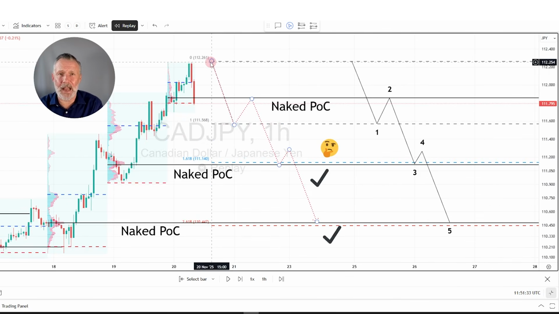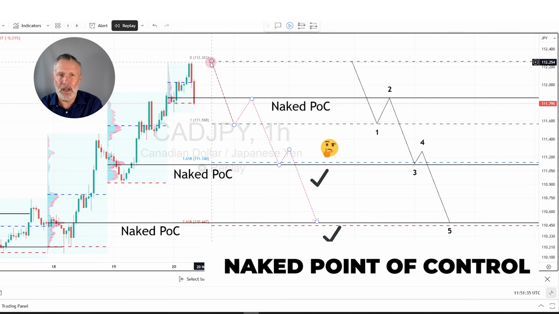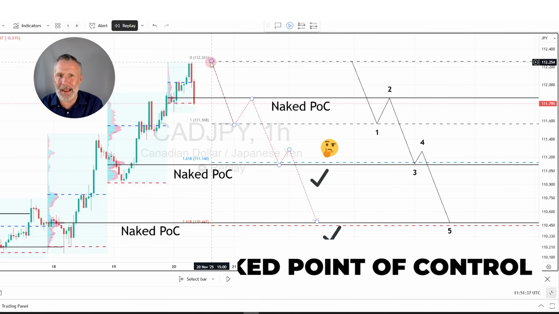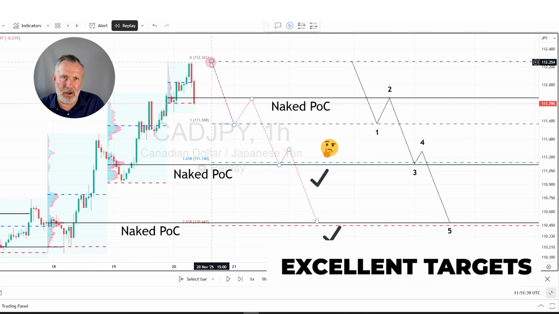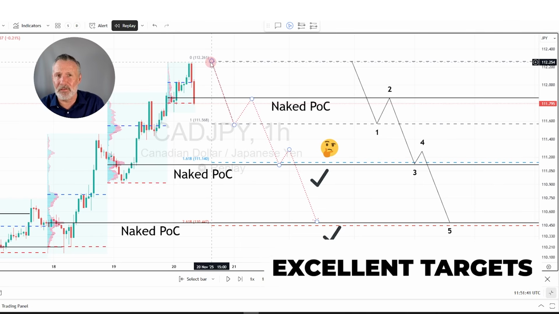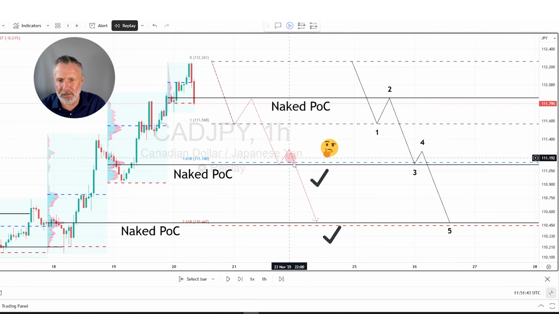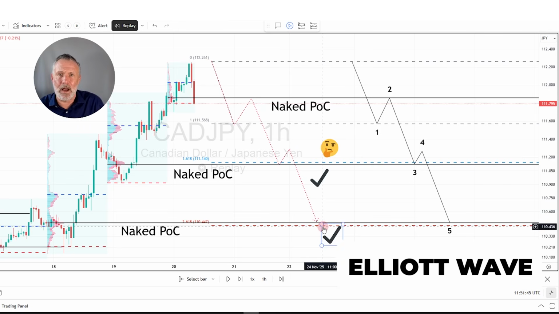Lastly, we can look at the naked point of control. These are high probability magnets and provide excellent targets. This could be used as the third and fifth wave in an Elliott Wave theory, or the completion of a cipher pattern. I'm a swing trader and I use the point of control in over 70% of my setups.